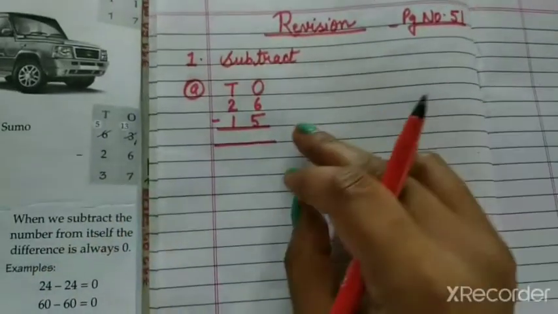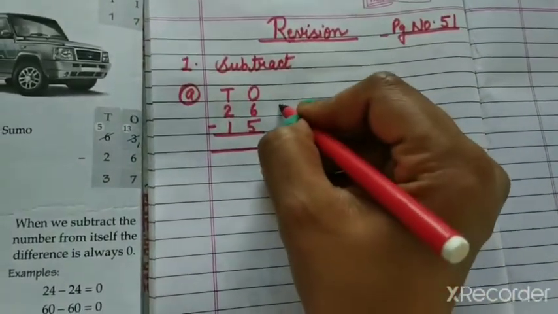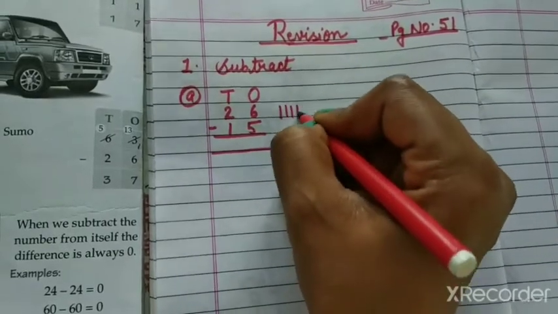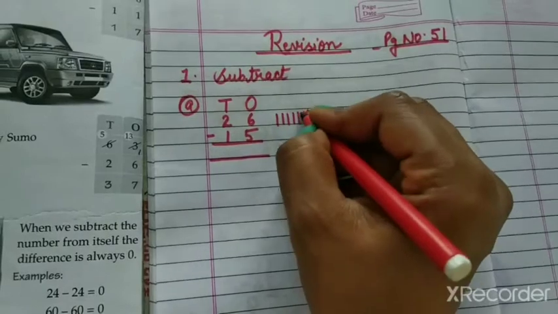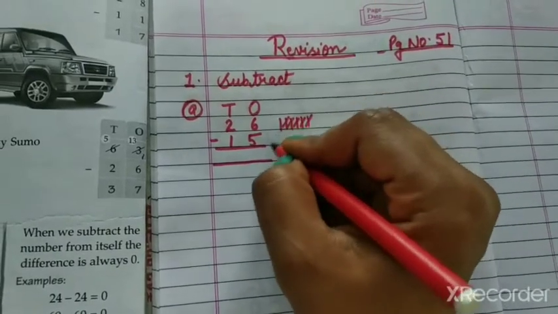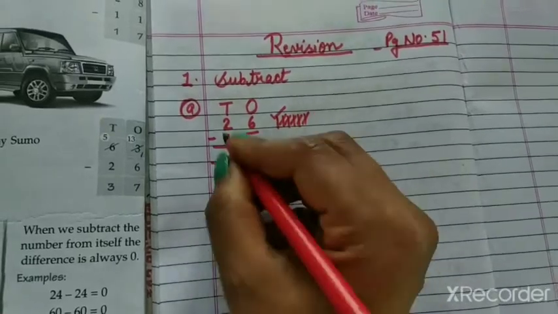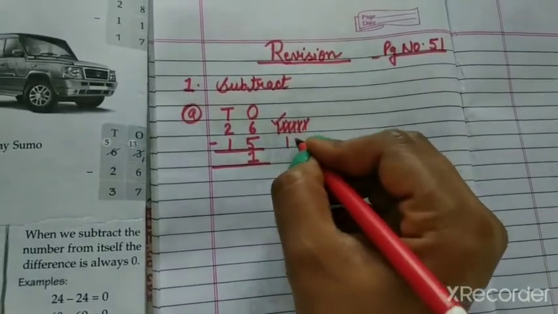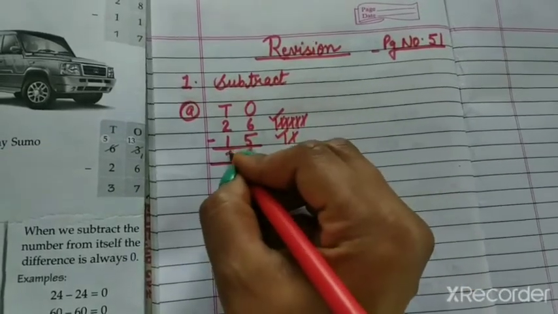Okay. 6 minus 5. So draw 6 lines. 1, 2, 3, 4, 5, 6. And cut 5 lines. 1, 2, 3, 4, 5. How many lines left? 1. So write down here 1. 2 minus 1. Draw 2 lines. Cut 1 line. How many lines left? 1. So write down 1.